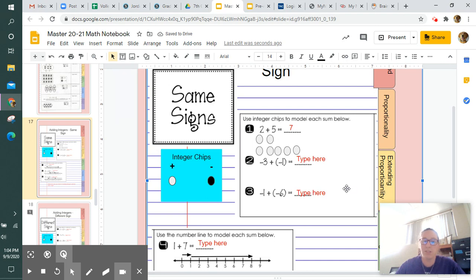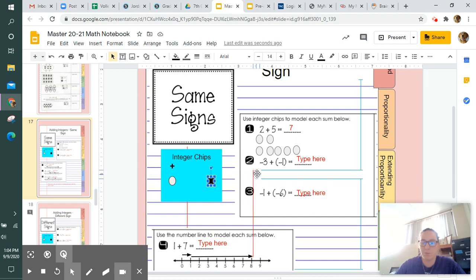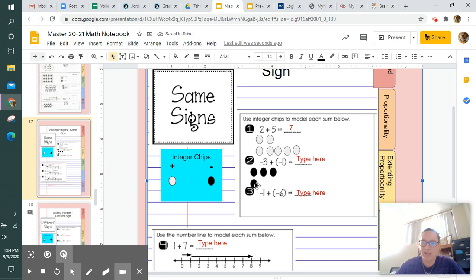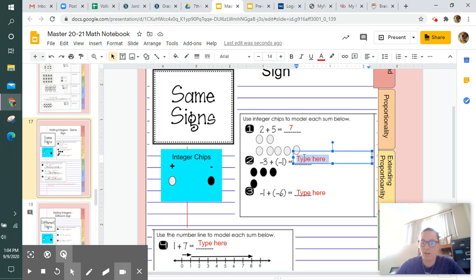Okay, we're going to do the same thing for the next one. The next one is negative 3 plus negative 1. Our first number, we're going to put on top. Our first number is negative 3, so I'm going to take 3 of these negatives and put them over here. 2, 3. And then our second number is negative 1, so I need one more that's negative to put on the bottom. Negative 3 plus negative 1, we're left with 4 of them that are all negative. So my answer is negative 4.